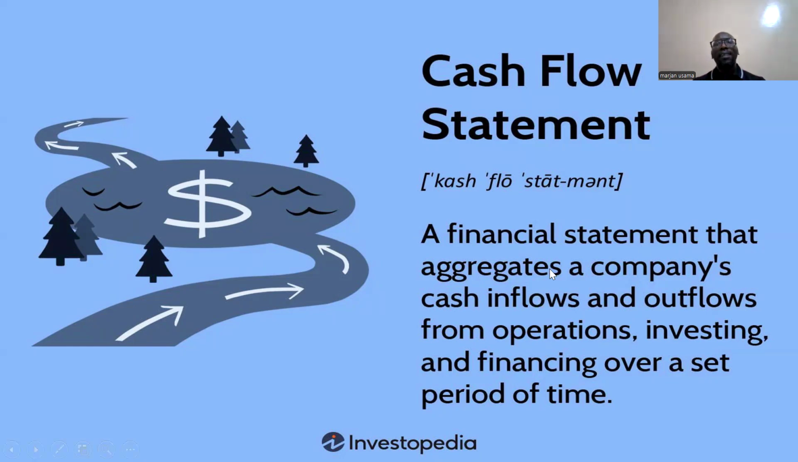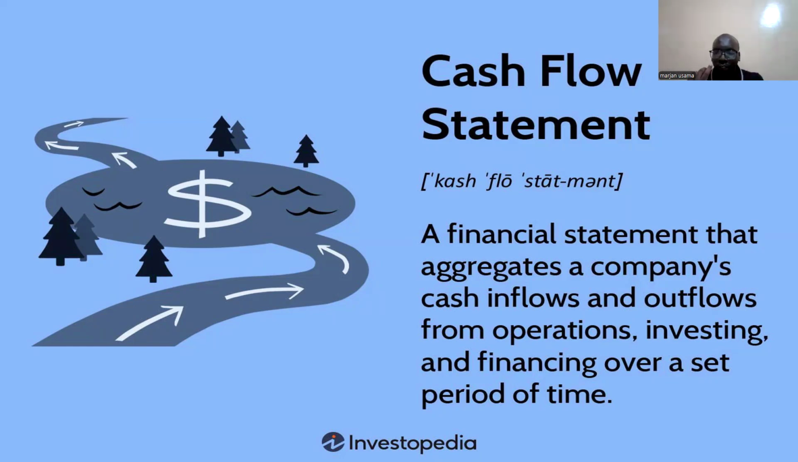It's a financial statement that aggregates a company's cash inflow and outflow from operations, investing, and financing over a set period of time. So in this definition, there are 3 or 4 important things. Number one, the cash flow statement helps us to know the inflow and the outflow. Number two, in every business, we have 3 important operations where money is involved.